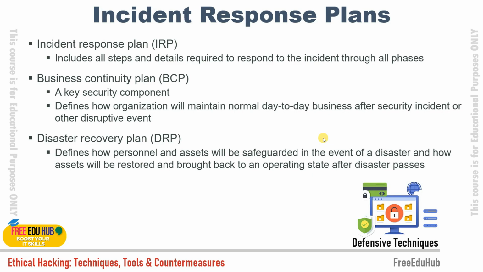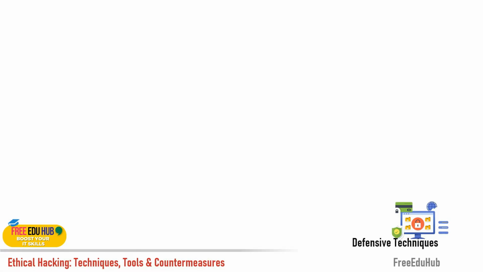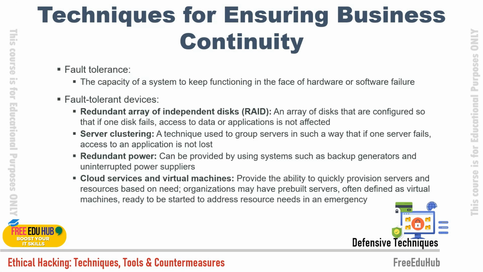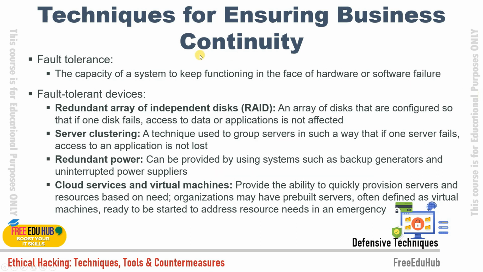Next, we would look at some of the techniques that we can adopt for business continuity. First of all, we can have fault tolerance, the capacity of a system to keep functioning in the face of a hardware or software failure. So we must have backup systems or a backup power source or backup servers or RAID, etc., just to make sure that if a fault happens, you have a backup plan, and the system should automatically switch to that, just to make sure that you are comfortably running the same services.